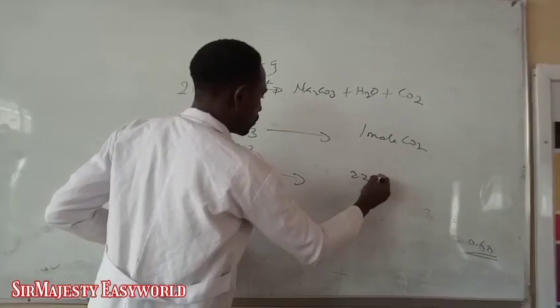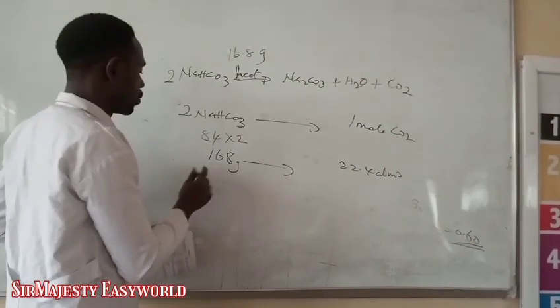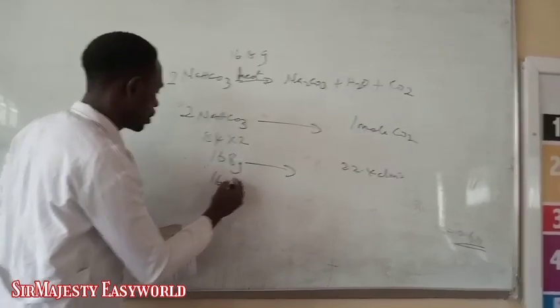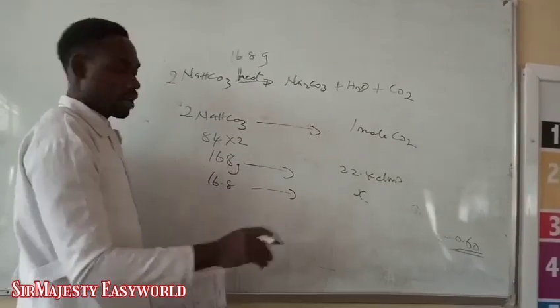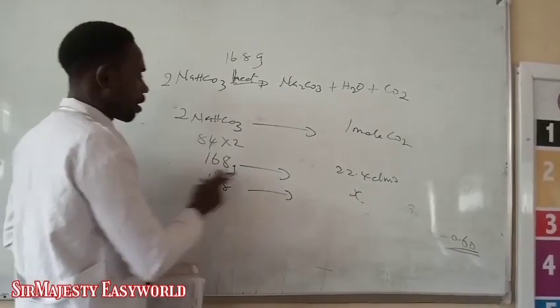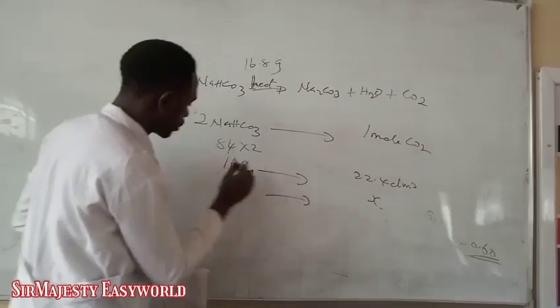1 mole of any gas at STP is automatically 22.4 dm³. Then the mass given to you is 16.8, which will give you X. Don't even go and multiply using your calculator. If 168 grams gives you 22.4 dm³, then for 16.8, simple, watch this.